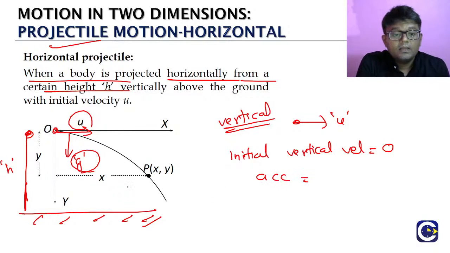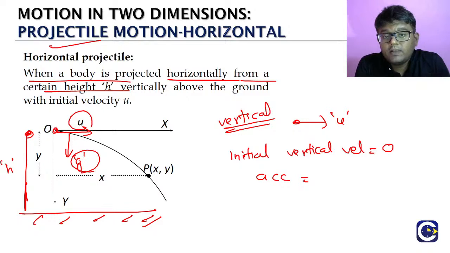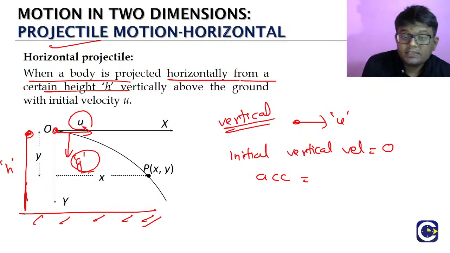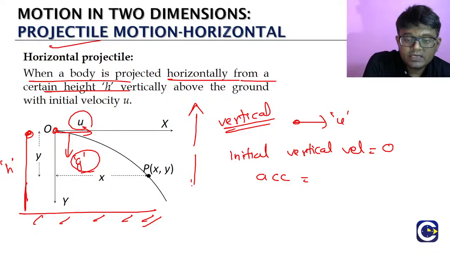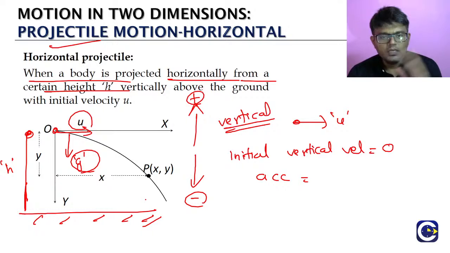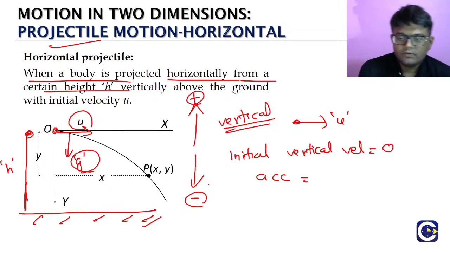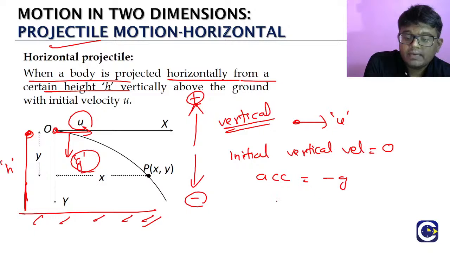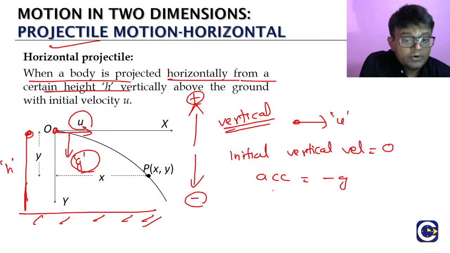Like we said, this is going to move under the influence of gravity, meaning acceleration is g downwards. And as per our sign convention, remember, in vertical straight line motion, what is the convention we choose? Anything upwards is positive, anything downwards is negative. That is the convention we choose. So acceleration, we will take it as minus g.